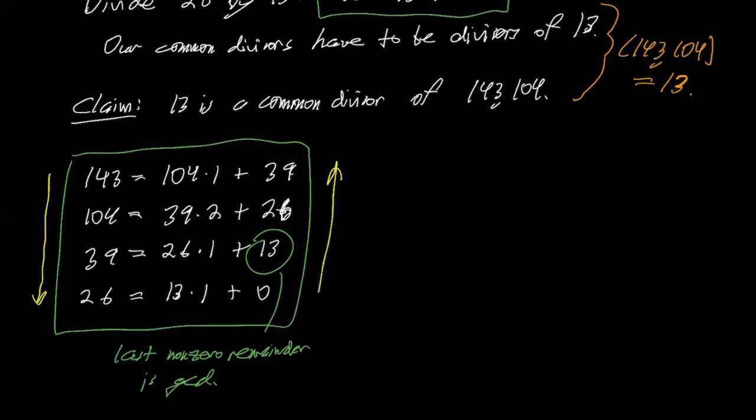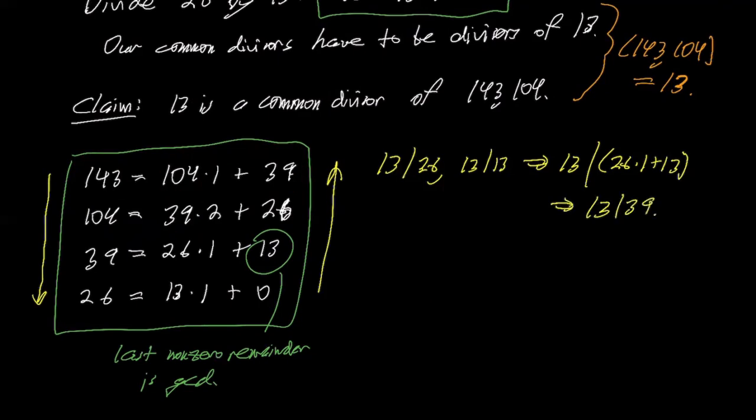13 divides 26. So we know 13 divides 26, and 13 divides itself, right? So that means 13 is a divisor of 26 times 1 plus 13, which is 39. So 13 is a divisor of 39. I could be doing this all with letters, but I think it's more illustrative if you use numbers. You can convert these all to letters, and use Q's and R's and A's and P's, but I'm just going to do it with numbers.